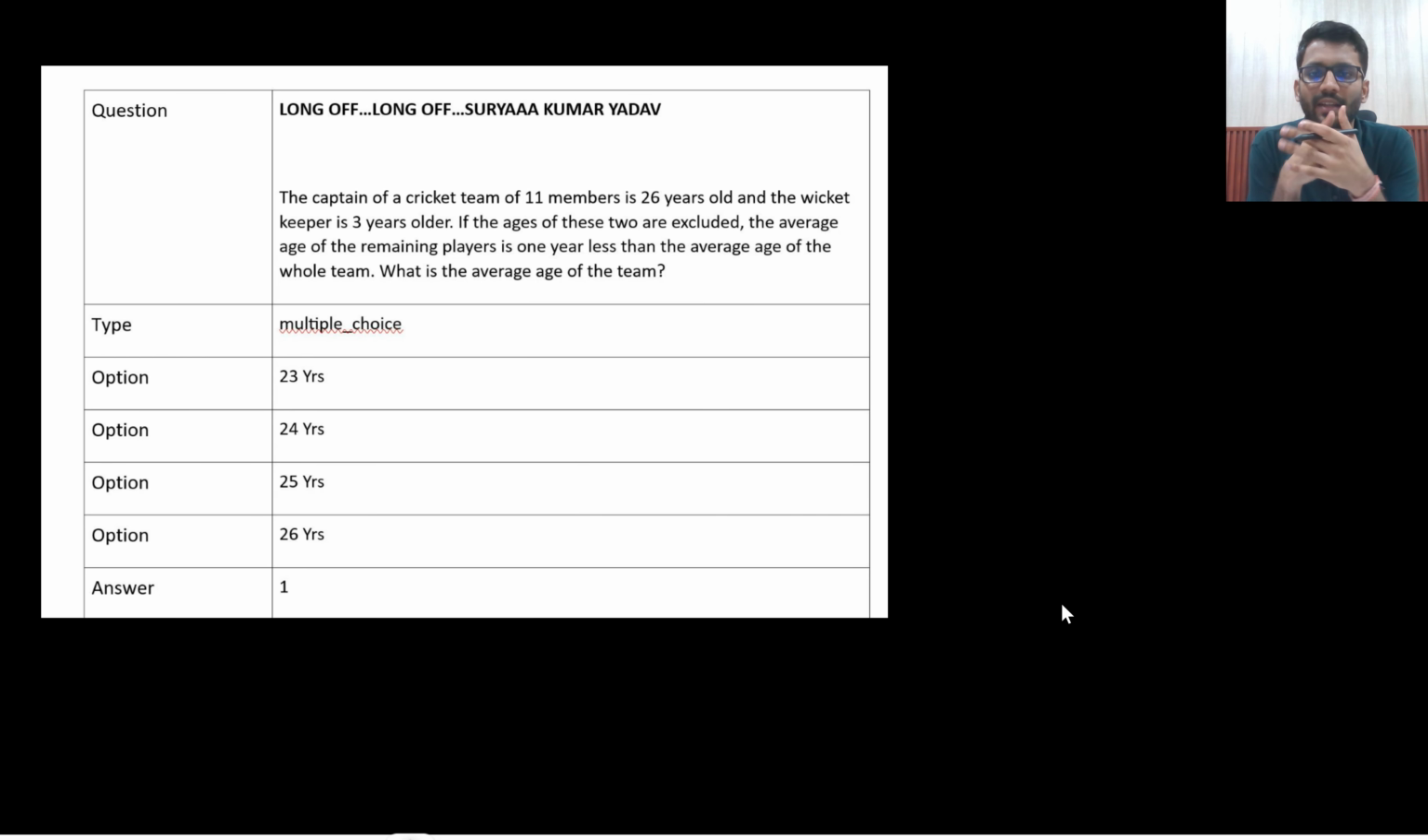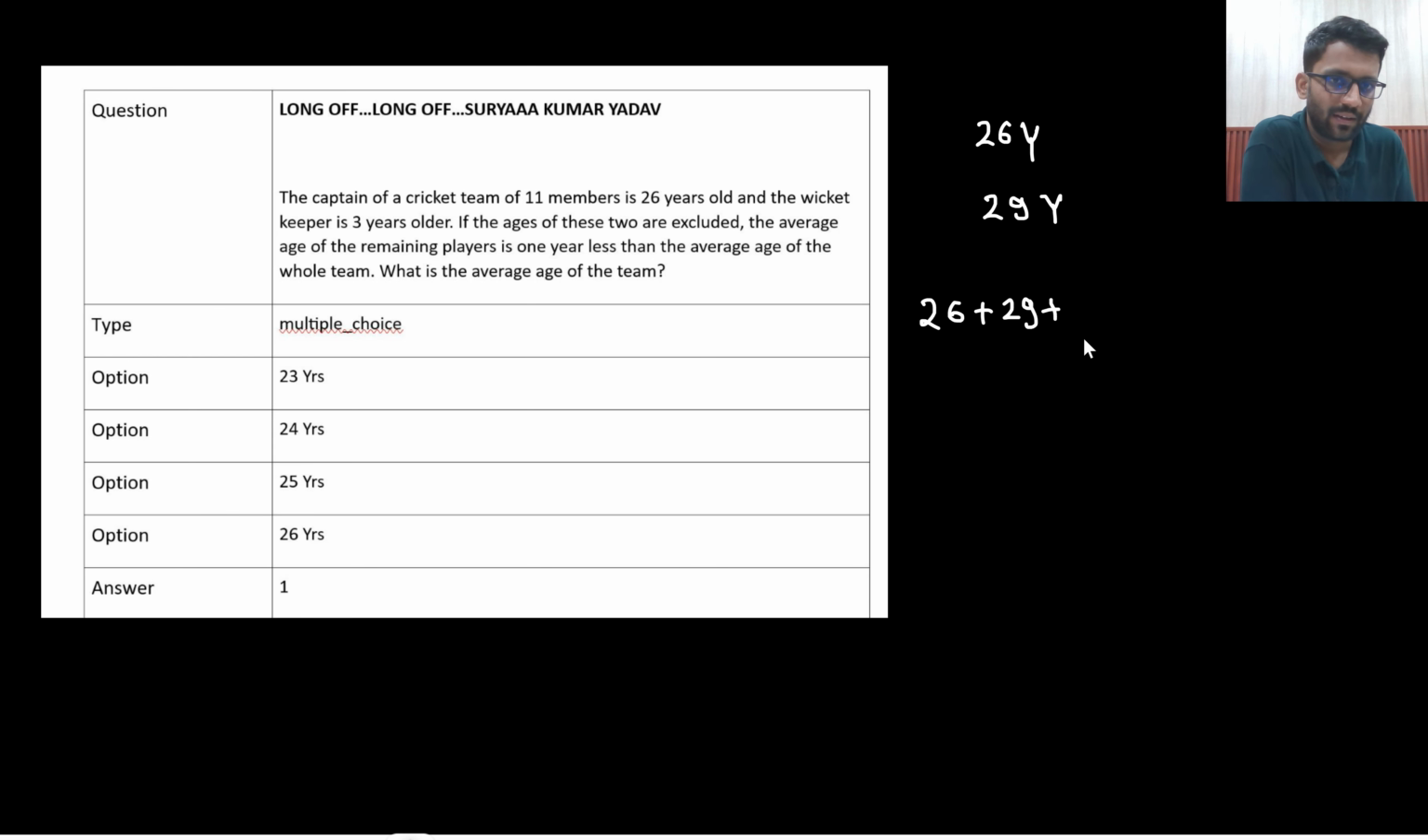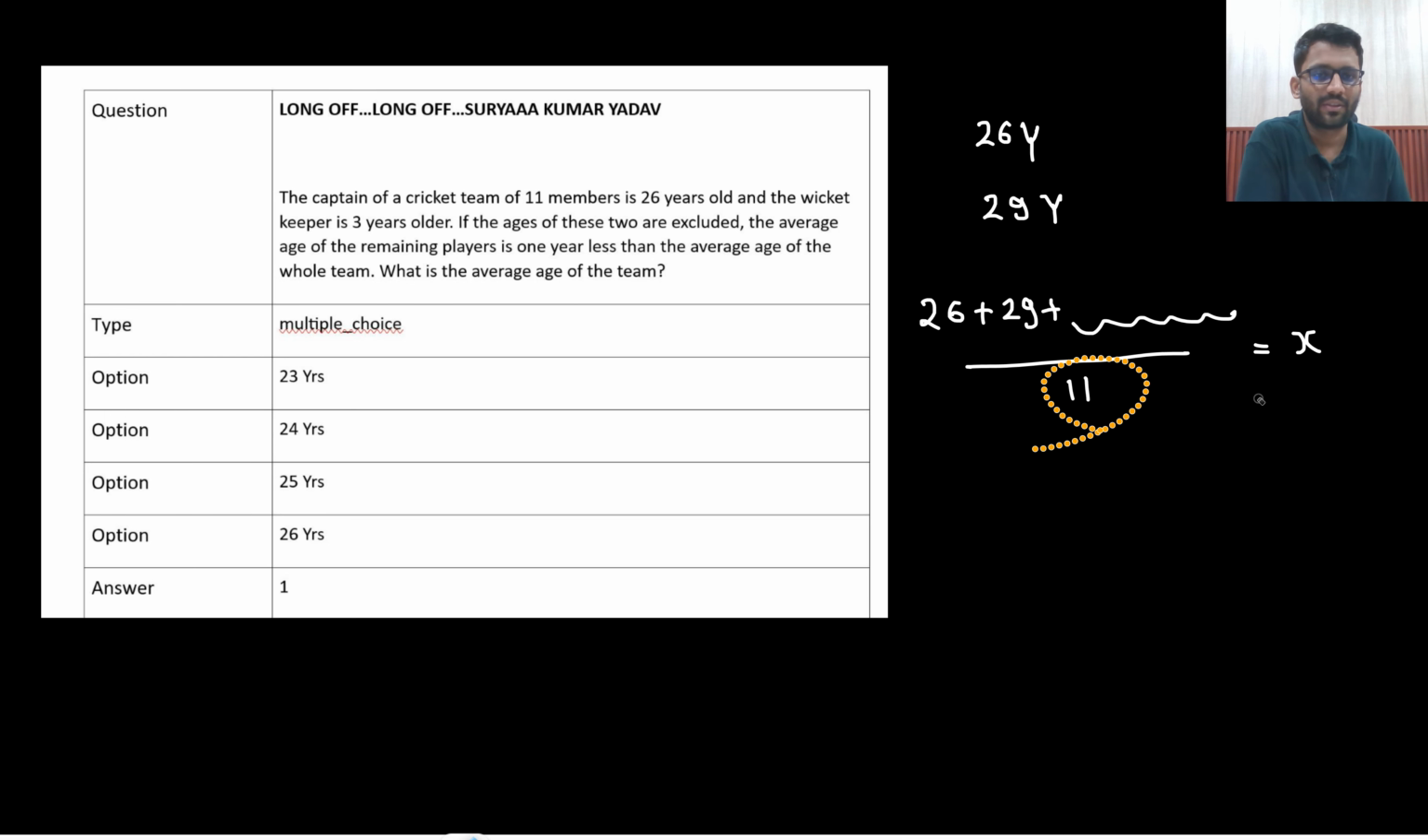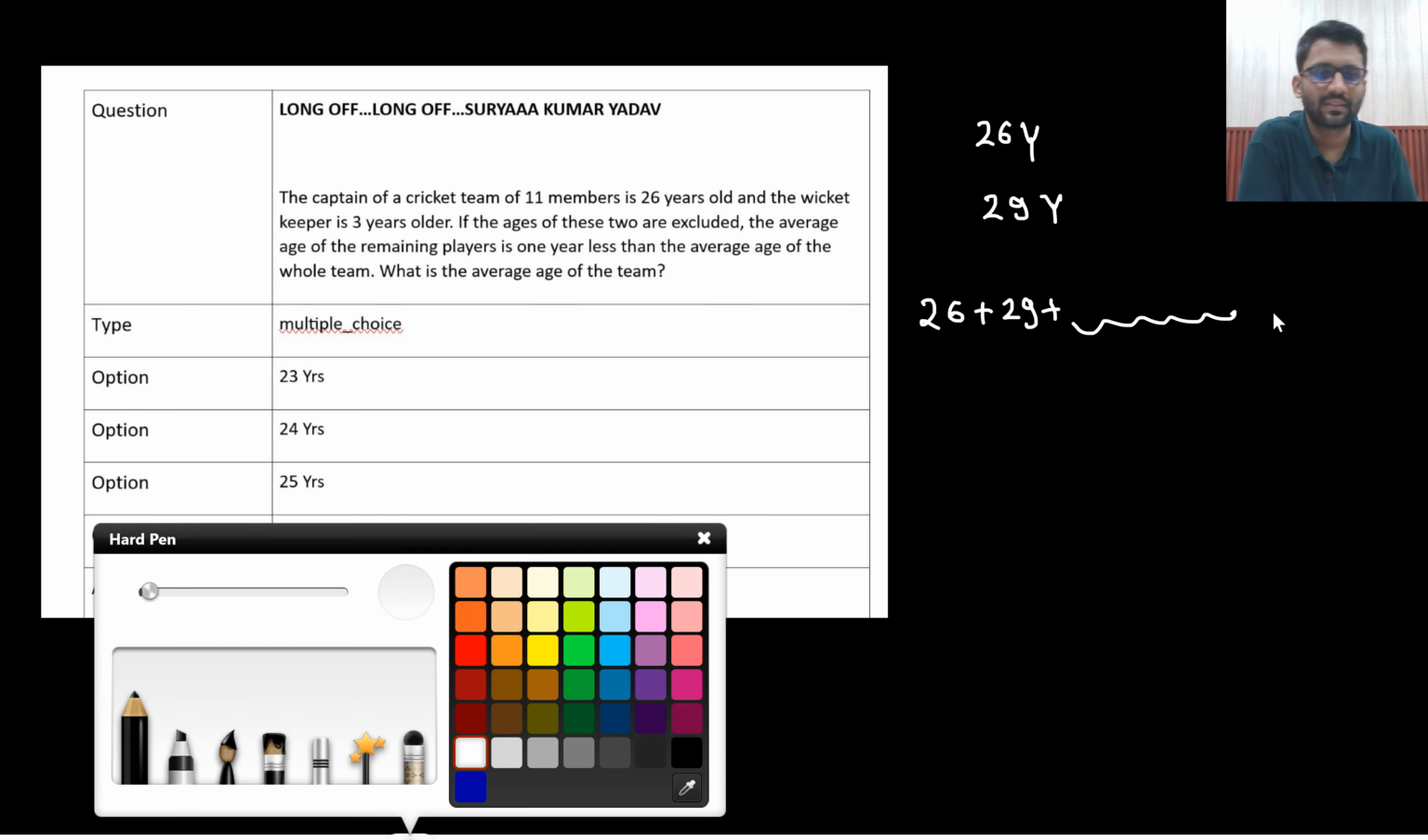Let's see this one. The captain of an 11-member team is 26 years old. Okay, and the wicket keeper is 3 years older. That means the wicket keeper is 29 years old. If the ages of these two are excluded, then the average age of the remaining players is 1 year less than the average age of the whole team. So let's say the average age of the whole team is x. That means 26 plus 29 plus the ages of the remaining 9 players, divided by 11, is equal to x. So the total is 11x.